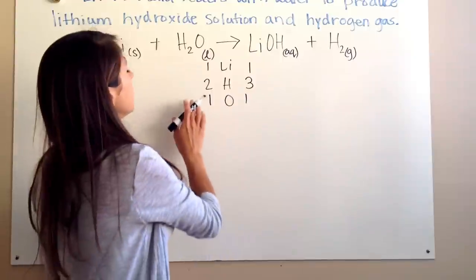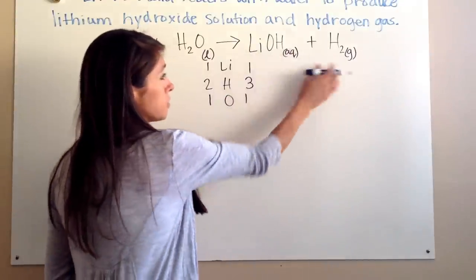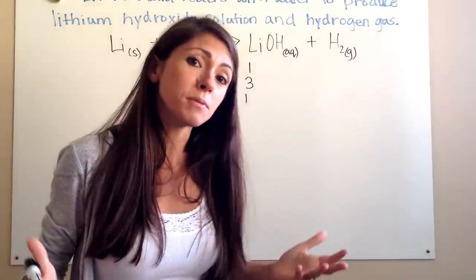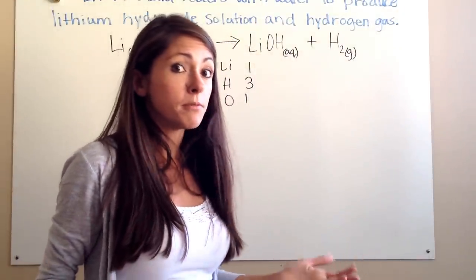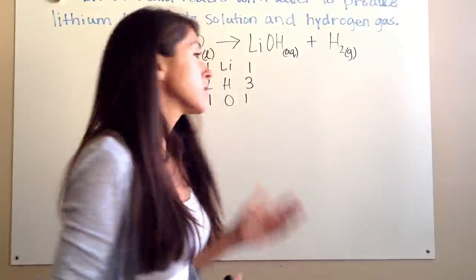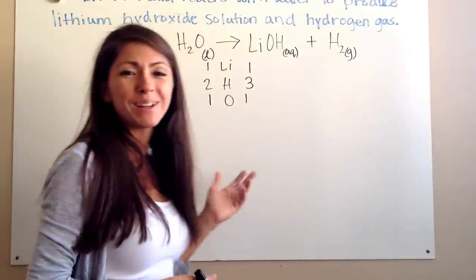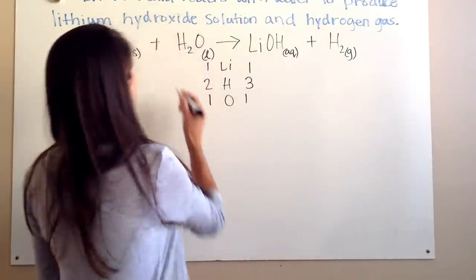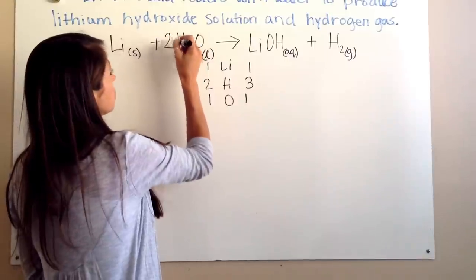Got to fix that. Now, notice how the hydrogen is in 2 places over here. Remember, we don't mess with those. It can be dangerous and it can be very frustrating if you try to fix it that way. So let's fix hydrogen on the reactant side. We're going to put 2 right here.